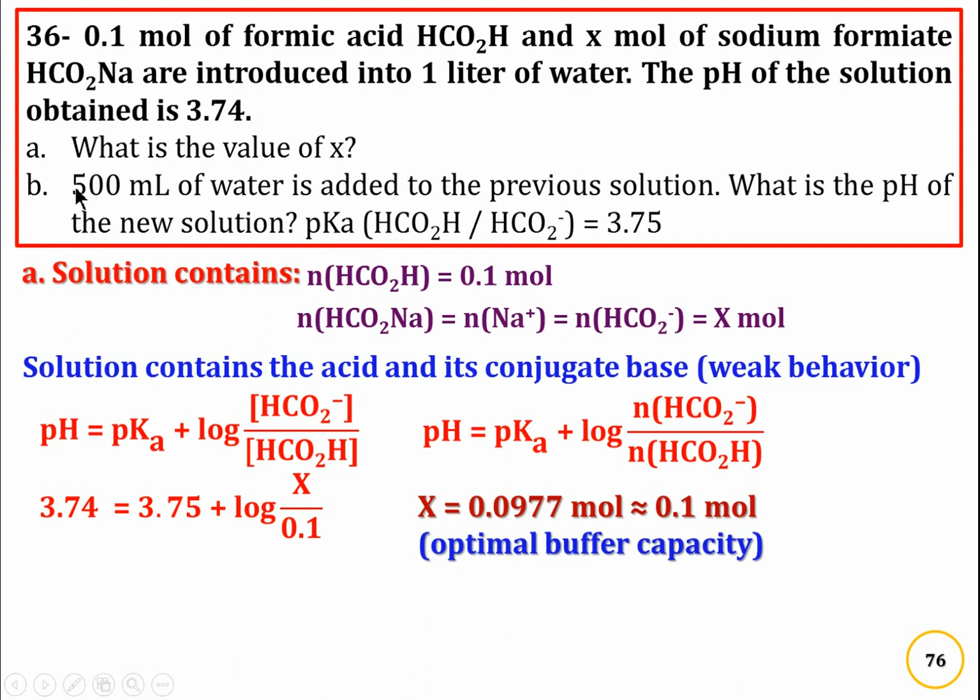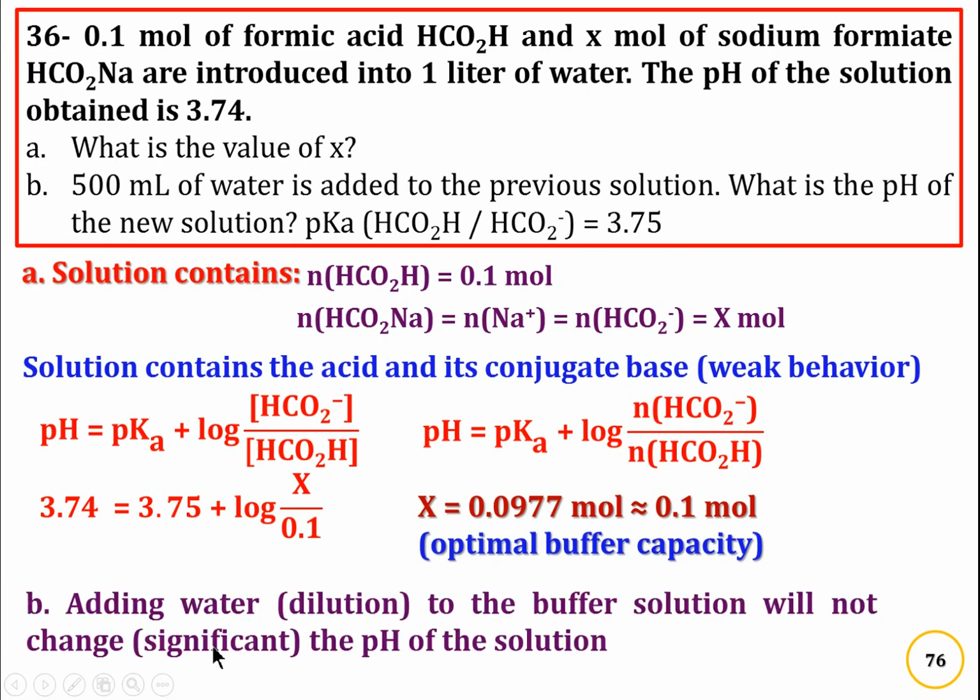In part B, to the previous solution containing the acid and its conjugate base, we add water. What would happen to the pH of the solution? As we know, adding water does not affect the pH of a buffer solution, since the acid and its conjugate base will be diluted in the same way.